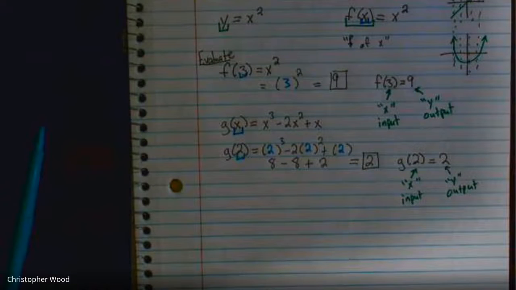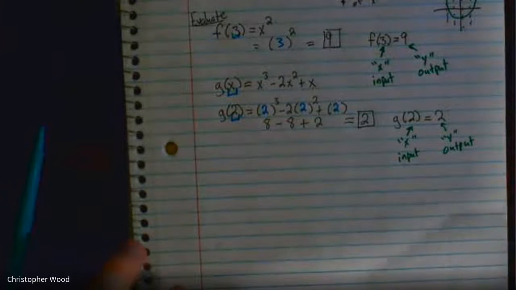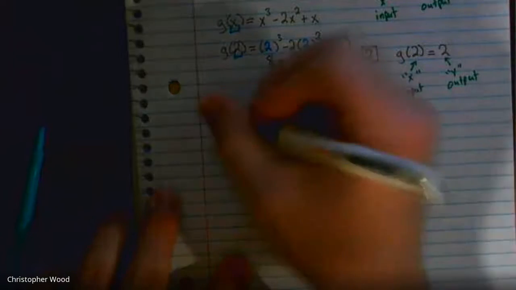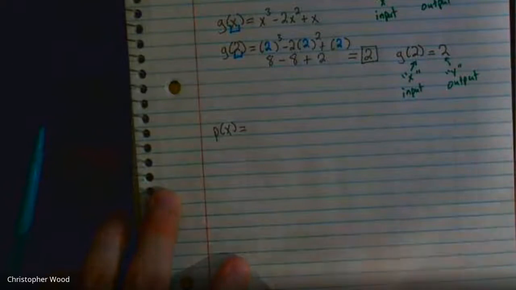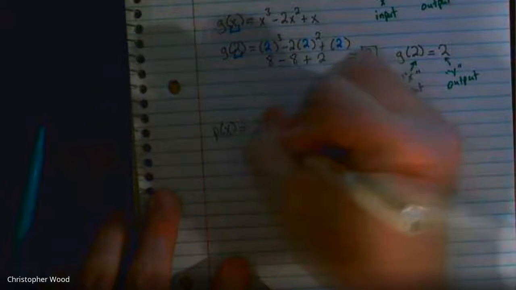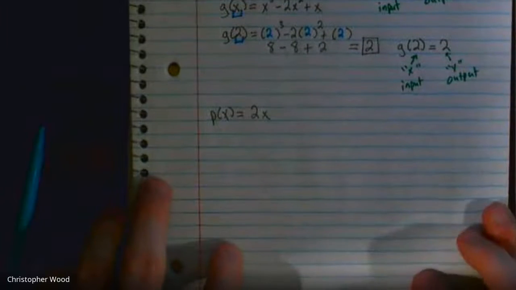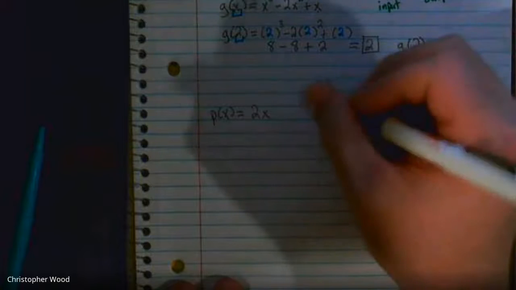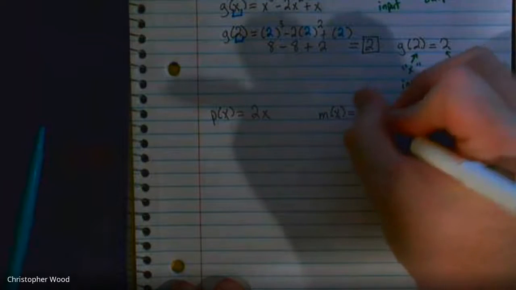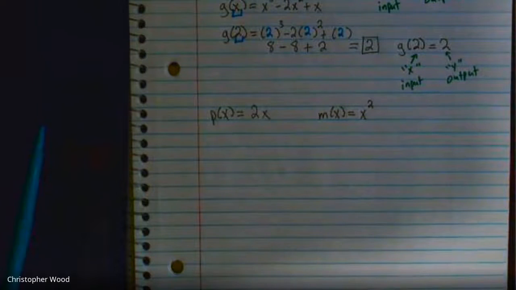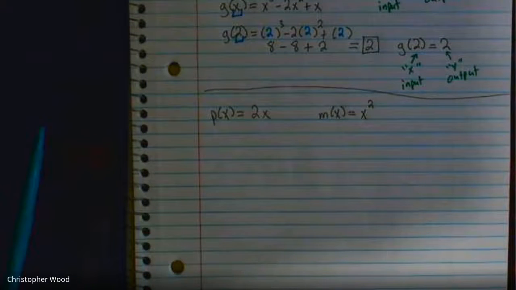Now there's some other things we can do here. So if I take these 2 examples again, let's make up a couple other ones. We'll use some different letters here. So let's say I have p of x equals, let's just go like 2x. And we say that m of x is equal to x squared. We'll take these 2 functions here. We can do some operations with these as well.